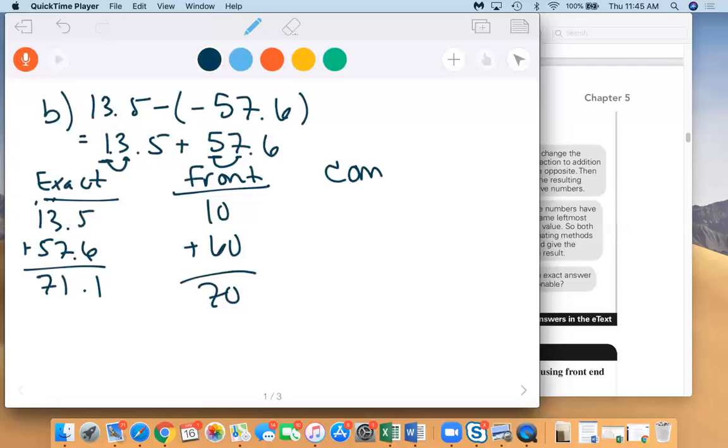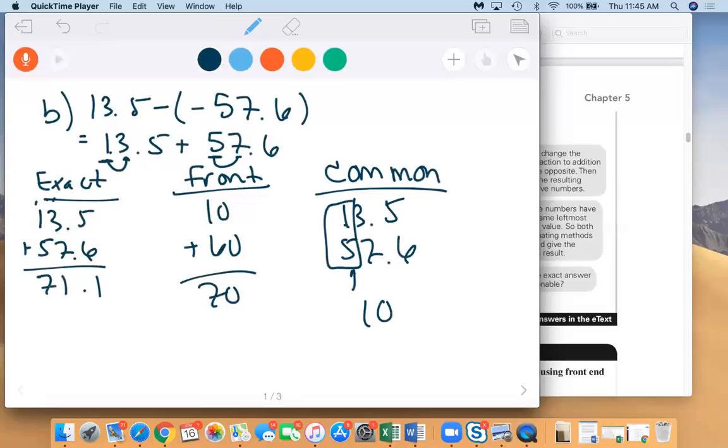Let's do common place. Now I'm going to go over here because I'll write it up here. So we have 13.5 and 57.6. They both have a tens place, so we're going to go ahead and round them there. Ironically, we already just did that, so they're the same, right? That 3 rounds that 1 down to a 10, and that 7 rounds this up to a 60. So in this case, the front end and the common place value estimating ended up being the same because they are both the same spot right there in the front, that tens place. And they're both very close, right? So that number is very reasonable.